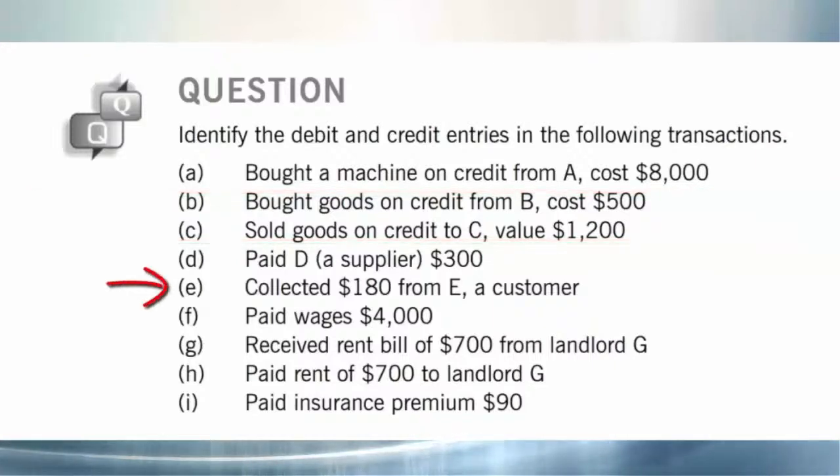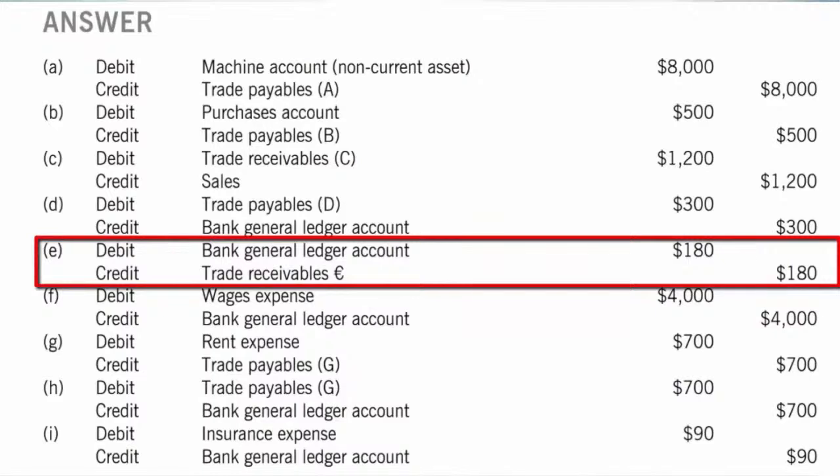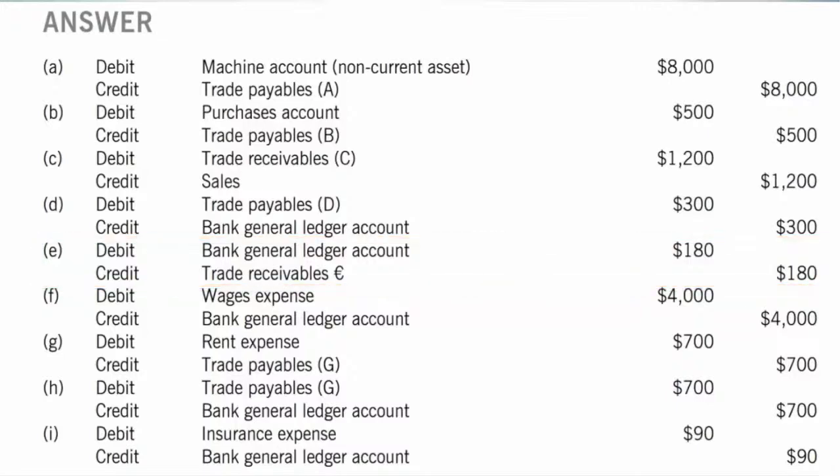Transaction E. Collected $180 from E, a customer. Explanation. The business collected cash, which increases the cash balance. An increase in assets, cash, is recorded with a debit entry in the bank general ledger account. At the same time, the business reduces the amount owed by the customer, E. A decrease in assets, receivables, is recorded with a credit entry in the trade receivables account, E. Entry, debit bank general ledger account for $180. Credit trade receivables account, E, for $180.